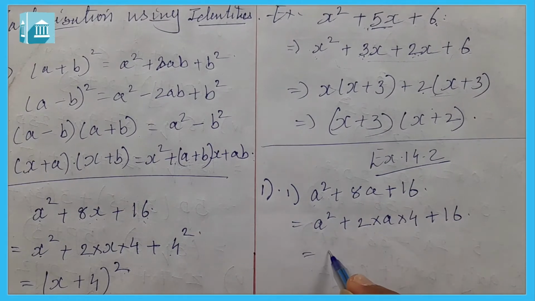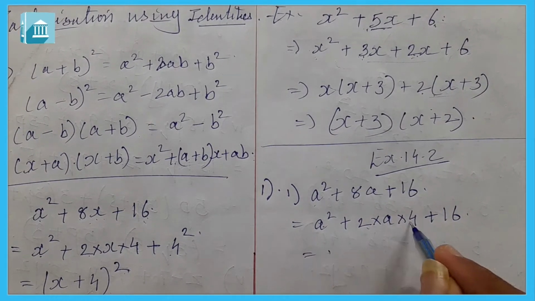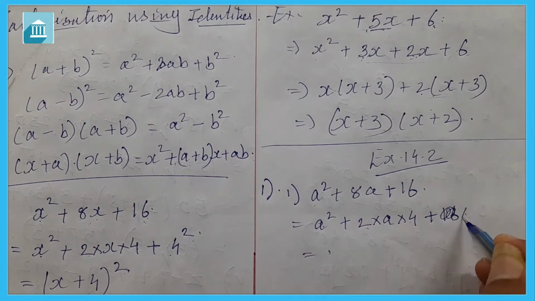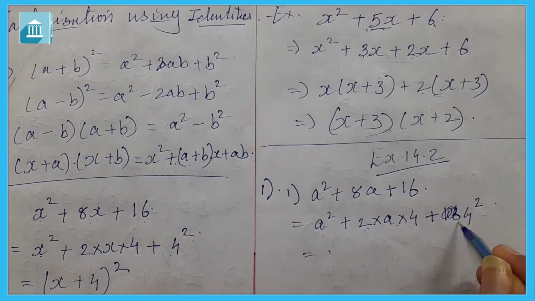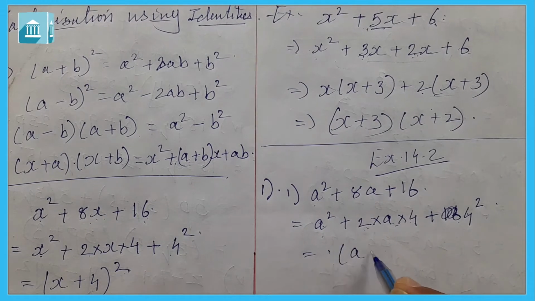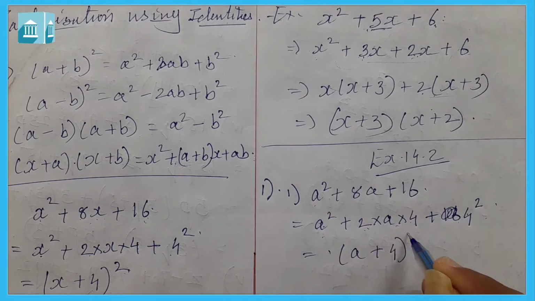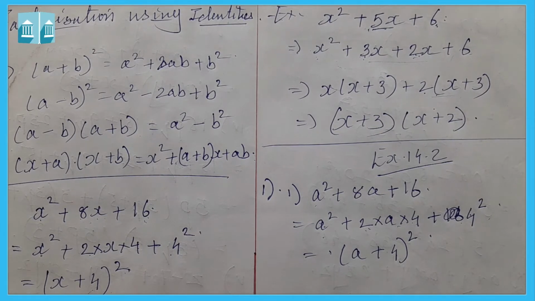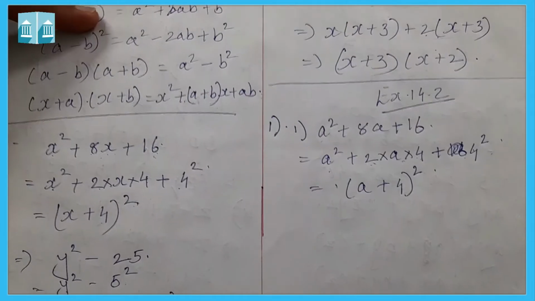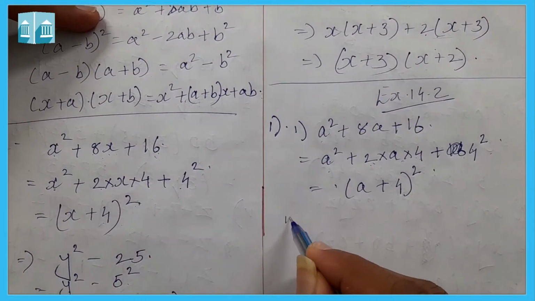So this can be a square plus 2ab. 16 can be written as 4 square. So a square plus 2ab plus b square can be written as a plus 4 whole square. So we will get the answer here: a plus 4 whole square. Let us see question number 2.